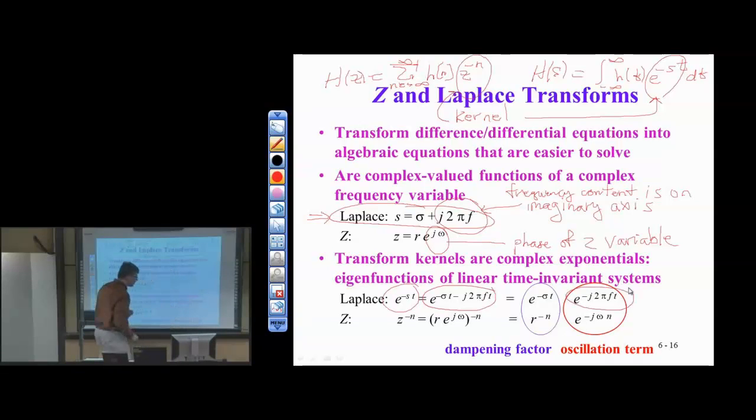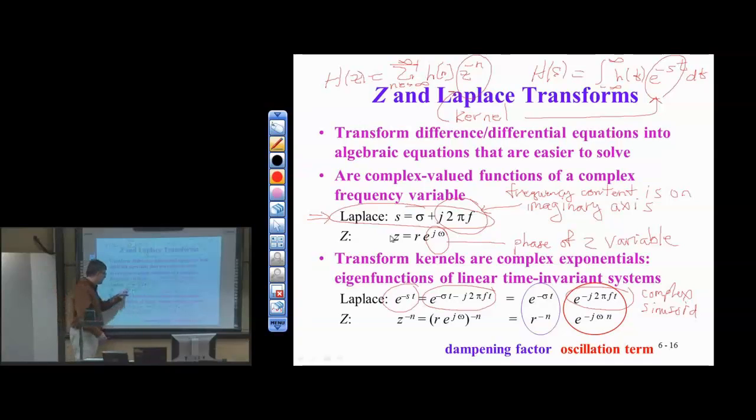So this part right here is simply a complex sinusoid. The real part is oscillating, cosine of 2πft, and the imaginary part is oscillating, the sine of, well, minus the sine of 2πft. This is a complex sinusoid. The z-plane, the z-transform, does the same thing.